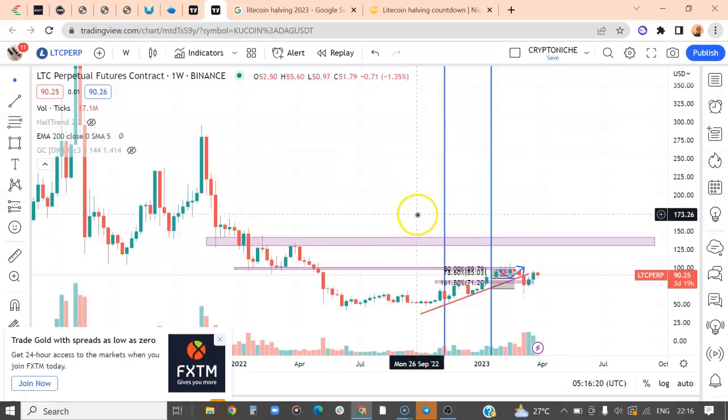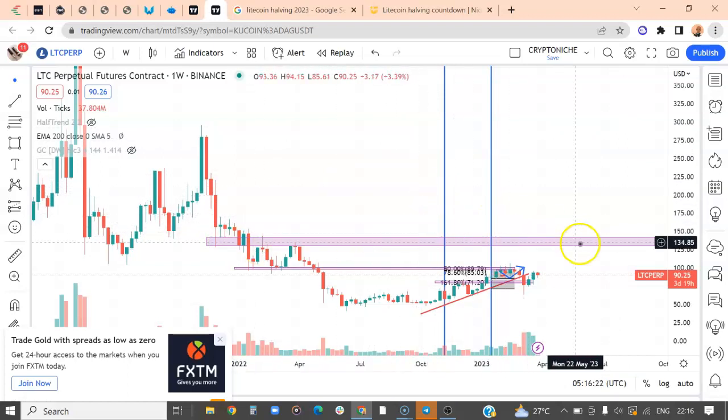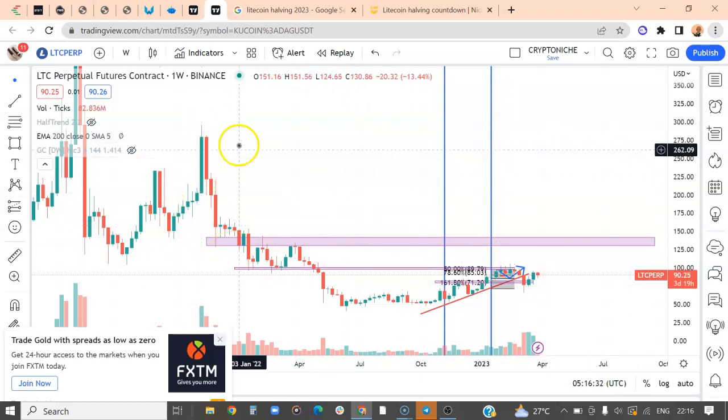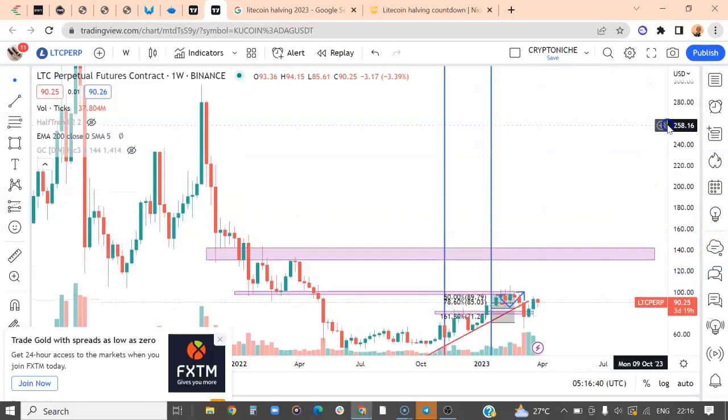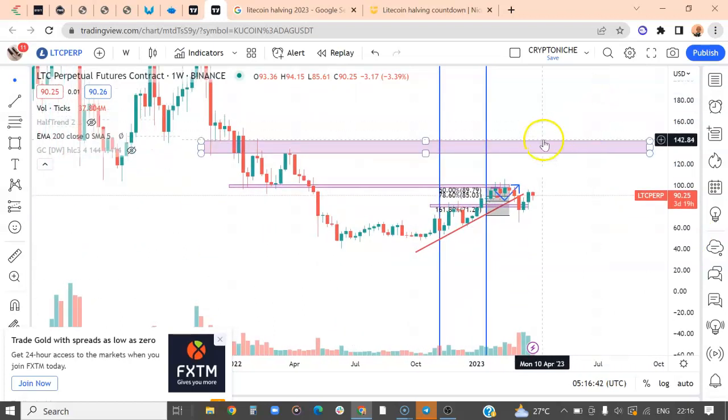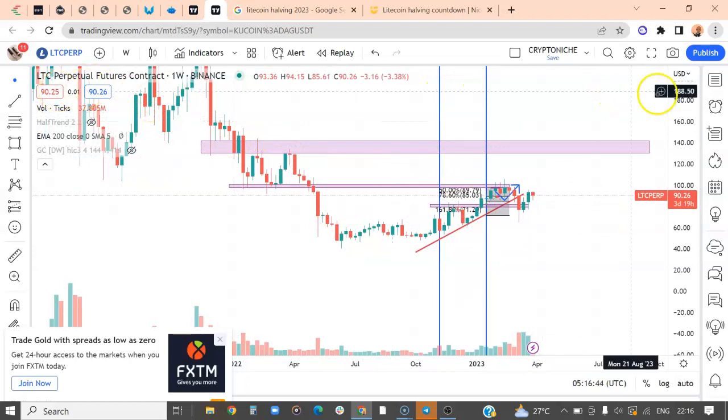I have this bias that Litecoin will actually dump probably at 130, 140, around this level. This is where it will actually reverse back. So if you're able to buy now, at lower prices, this is the level where I expect you to exit your position.